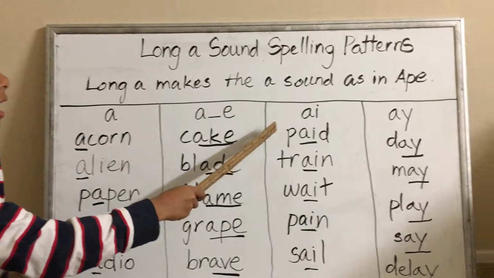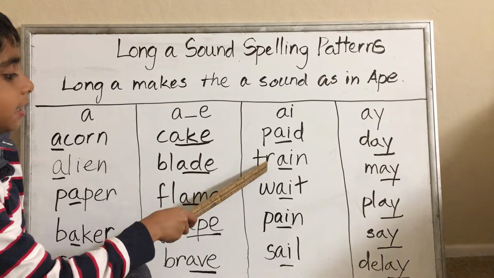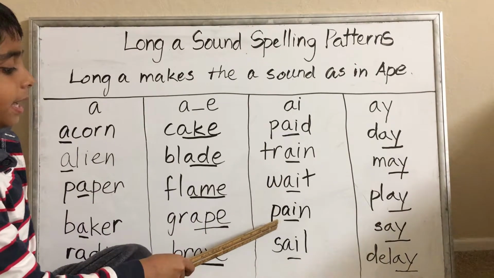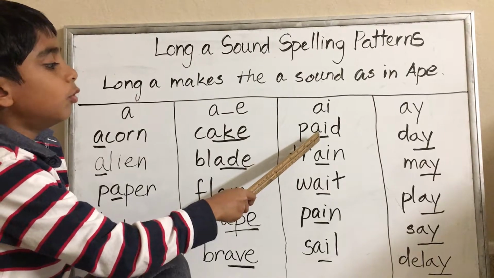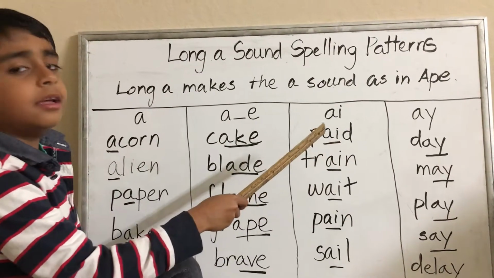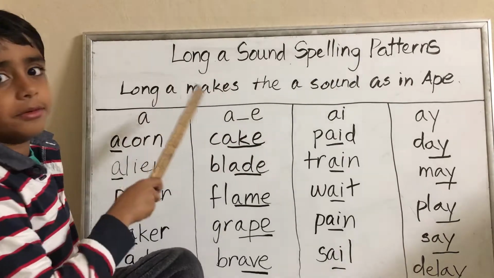Next, AI, as in paid, train, wait, pain, sail. In all these words, the 2 vowels A and I combine to make the long A sound.